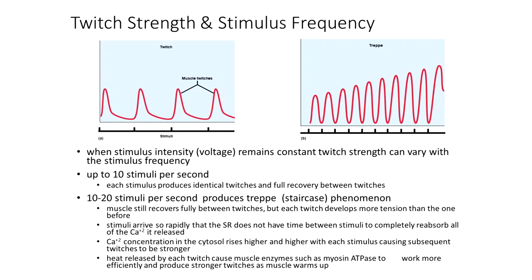Heat released by each twitch can cause muscle enzymes such as myosin ATPase to work more efficiently and produce stronger twitches as the muscle warms up.